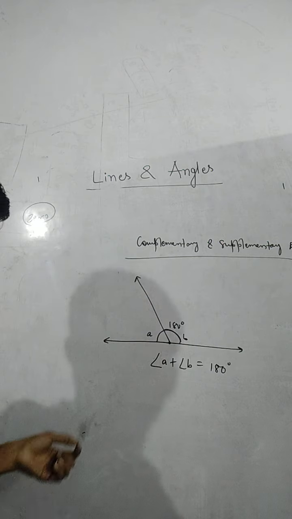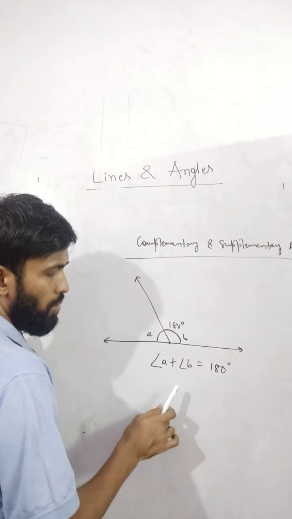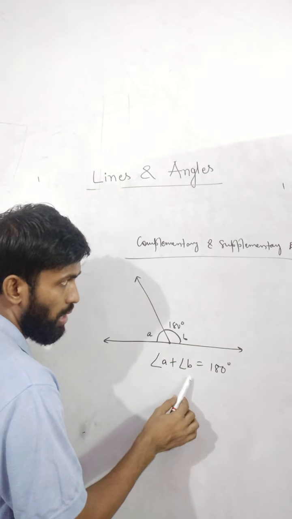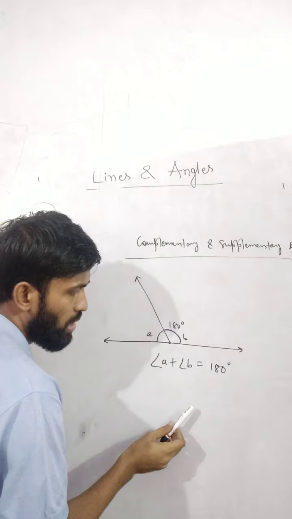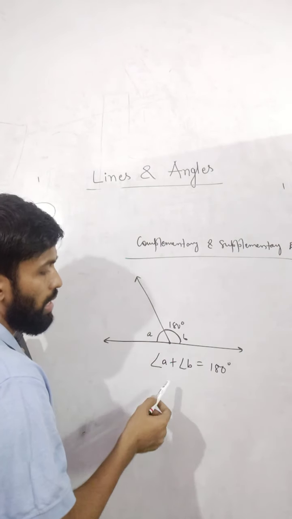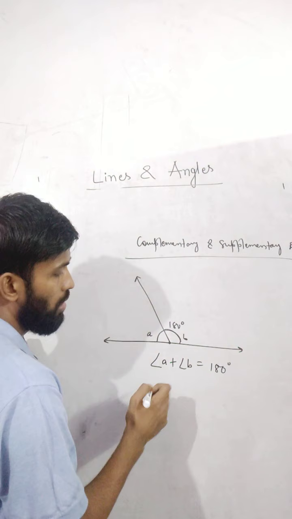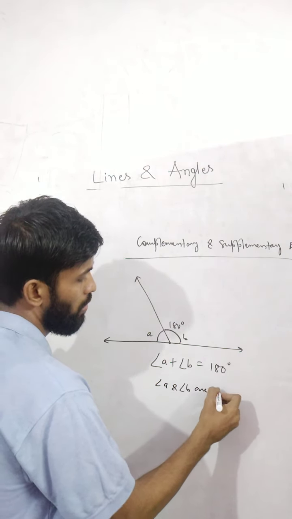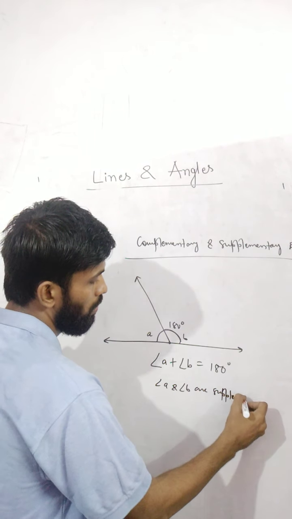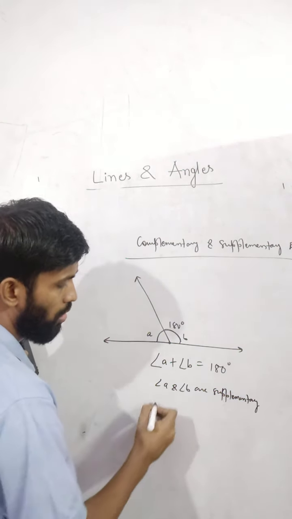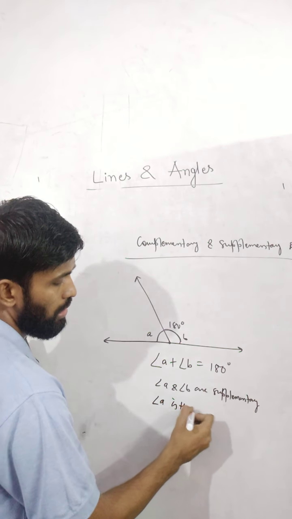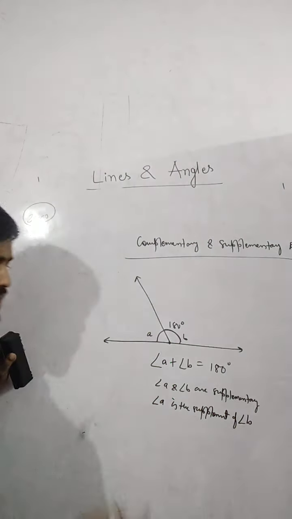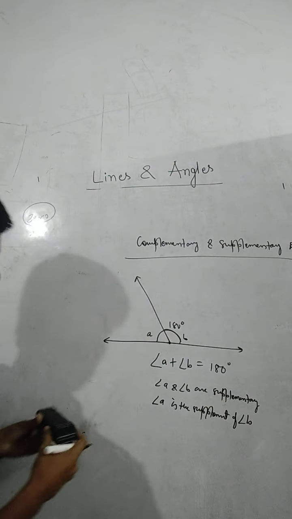So what is a supplementary angle? When the sum of the measures of two angles is exactly equal to 180 degree, then these two angles are either called supplementary angles, or one angle is known as the supplement of the other. I can say angle A and angle B are supplementary angles, or I can say angle A is the supplement of angle B, or angle B is the supplement of angle A.